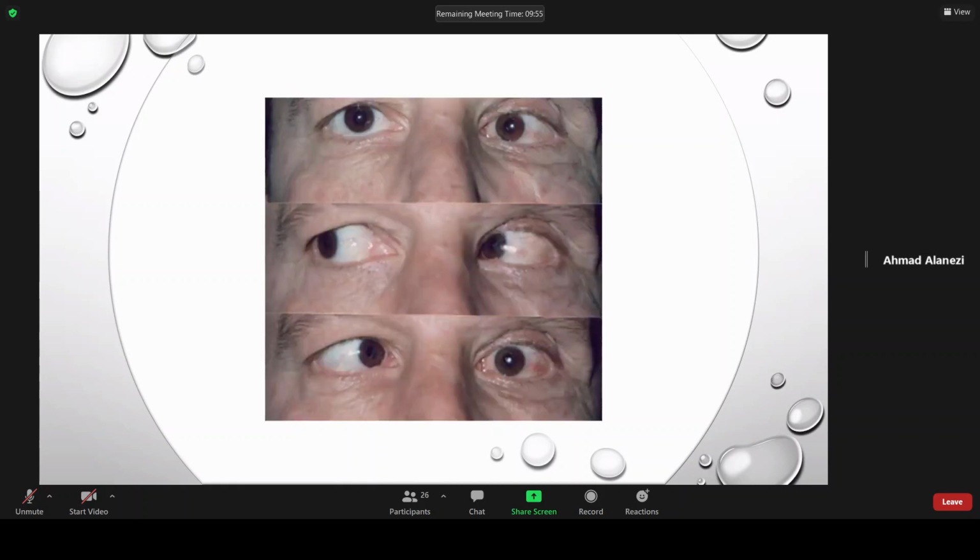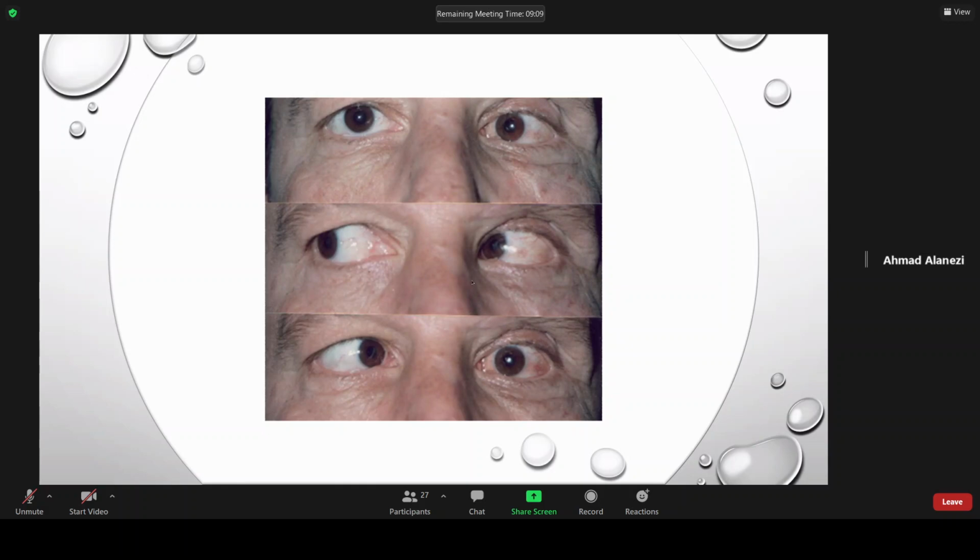Now I want to move on, with nine minutes remaining. This is a patient, what's the problem here? This is the primary position, central. You ask him to move, and you move your finger to the right, and he's able to adduct. But when you ask him to move to the left, he's able to adduct the right eye but unable to abduct the left eye. So there is a problem in the lateral rectus muscle, which is supplied by the sixth cranial nerve. So there is a left sixth cranial nerve palsy.